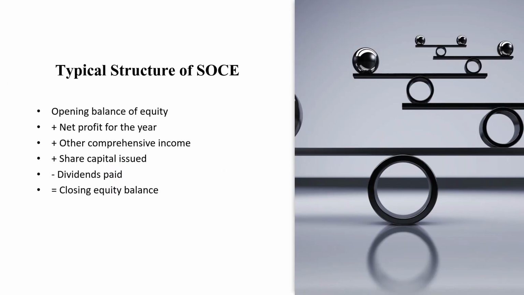Now let's look at the typical structure of the statement of changes in equity. The statement usually starts with the opening balance of equity. This is the equity amount at the beginning of the accounting period. Next, we add net profit for the year.